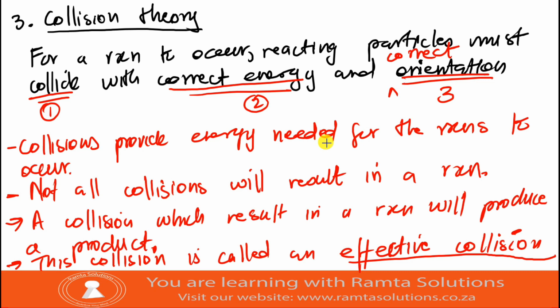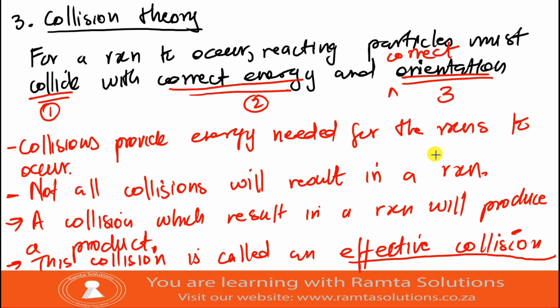So I repeat, a collision which results in a reaction will produce a product. Of course, this collision we call an effective collision. If a collision does not result in a reaction, no product will be formed, so it will have insufficient energy to form a product.